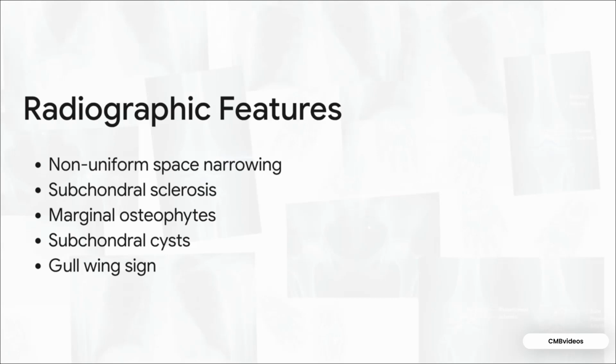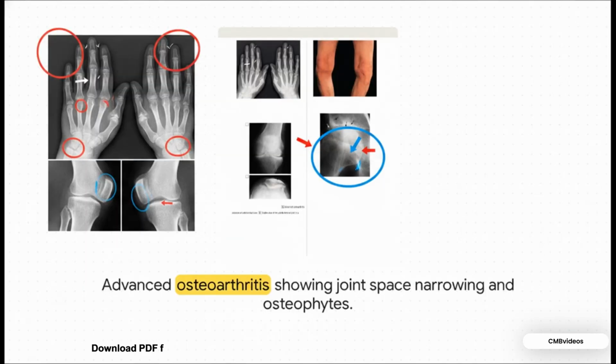You'll also see the joint trying to stabilize itself by forming marginal osteophytes, those classic bony spurs, throw in some subchondral cysts, and maybe the distinct gull wing sign if you're dealing with erosive OA in the hands, and you've got your diagnosis. It's actually striking how clearly these features pop up in real life.